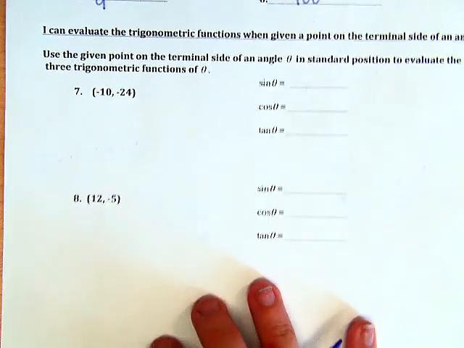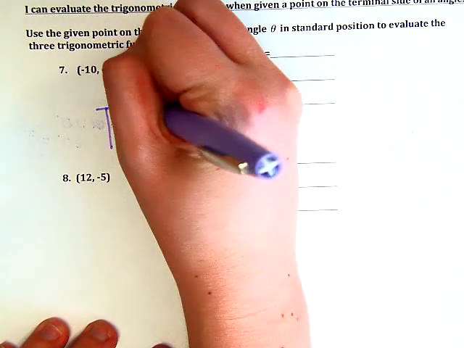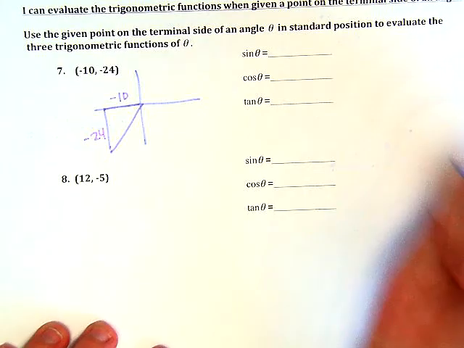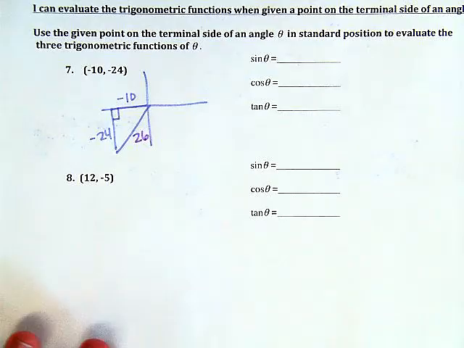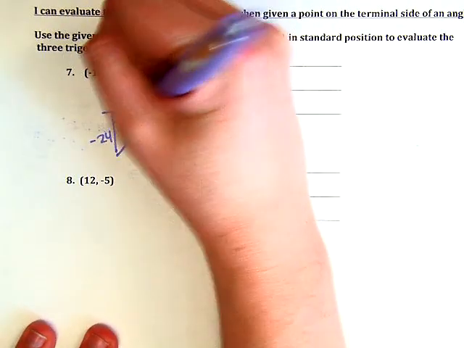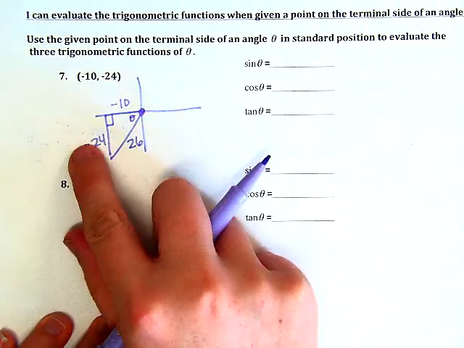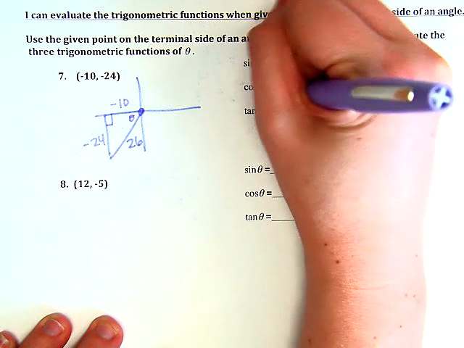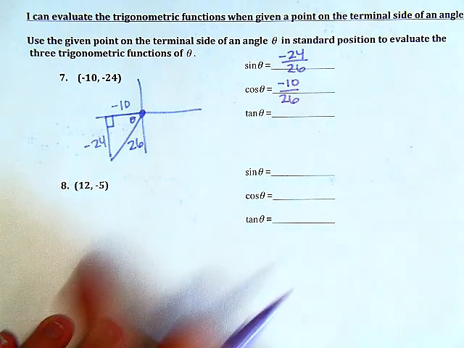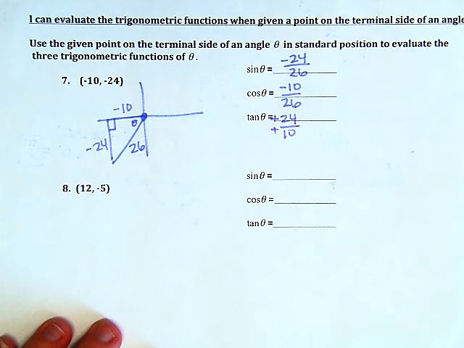Last one's on here. I've got the points and I need to write a triangle. So I'm going to draw a triangle. -10, -24. Just tells me where to go. If I do a squared, b squared, c squared, I get my third side to be 26. My angle always goes up by the origin here, and then I'm just filling in sine, cosine, and tan. Sine is opposite over hypotenuse, so -24 over 26. Cosine is adjacent over hypotenuse. Tangent is opposite over adjacent. And when you do the negatives, they cancel out and becomes positive.